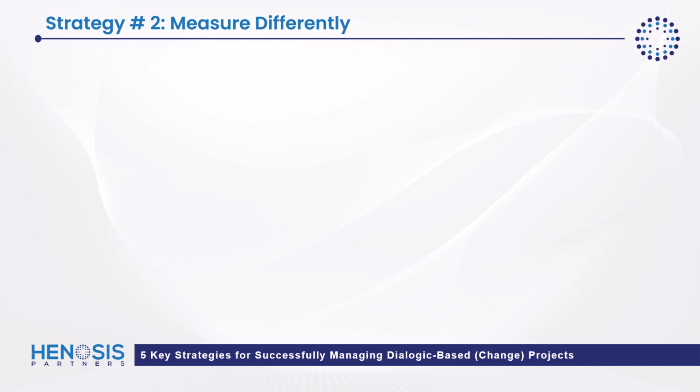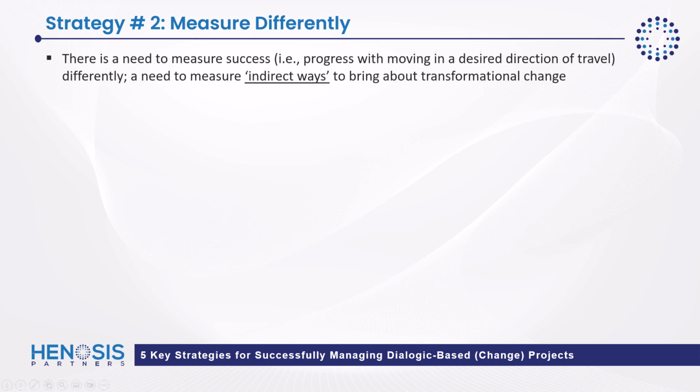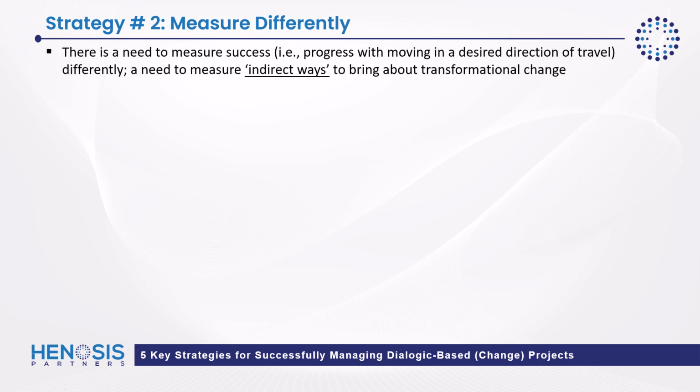A second key strategy that you can use to increase your success when leading dialogic-based change is to measure differently. There's a need to measure success, that is, our progress with moving in a desired direction of travel, differently. Leveraging the dialogic-based method represents an indirect way to bring about transformational change, and so we need to measure in that way. So, for example, one way that we may measure is the number of experiments or probes that we have planned versus in progress versus that we've completed.